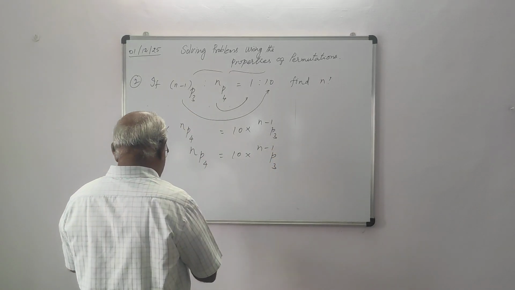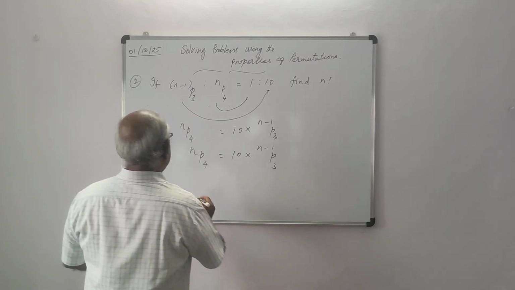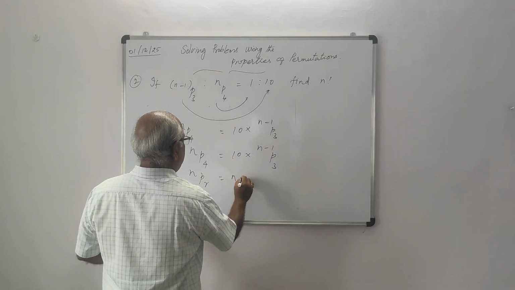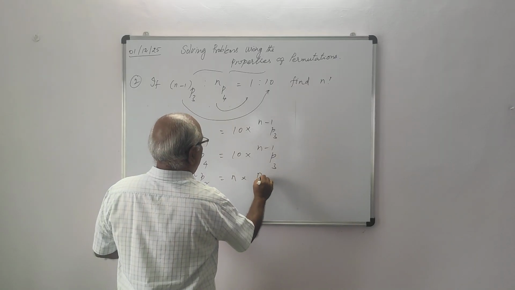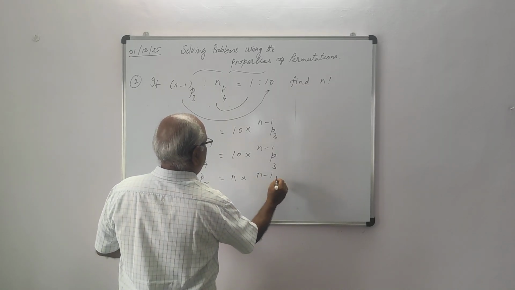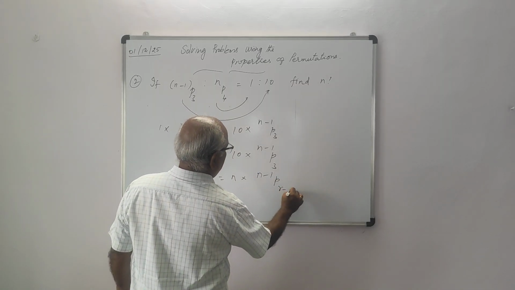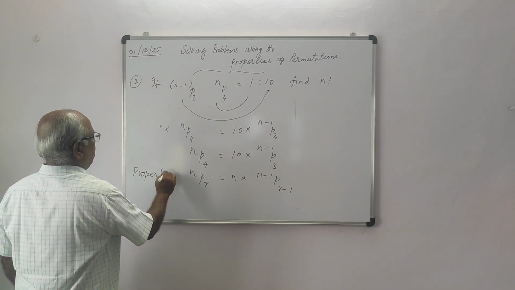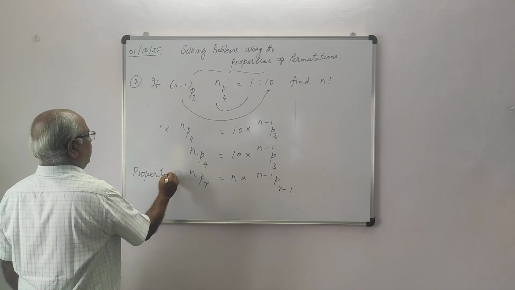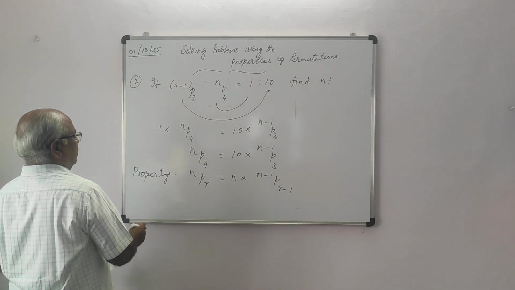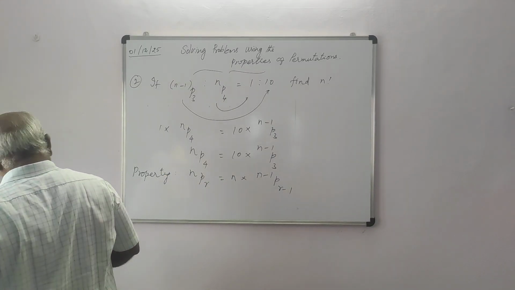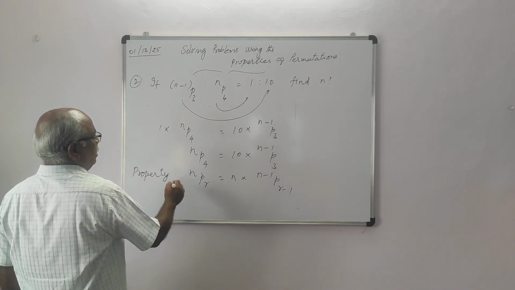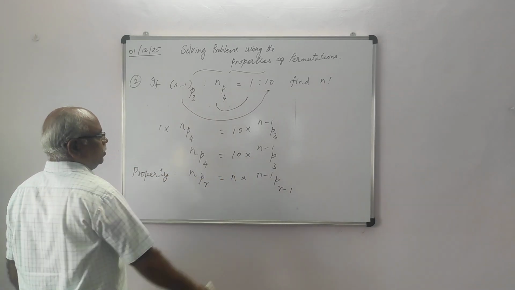P3. Here you have to use one rule, nPr equal to n into (n minus 1)P(r minus 1). This is the property. This is our property, just as we proved in our previous video. The property is nPr equal to n into (n minus 1)P(r minus 1).